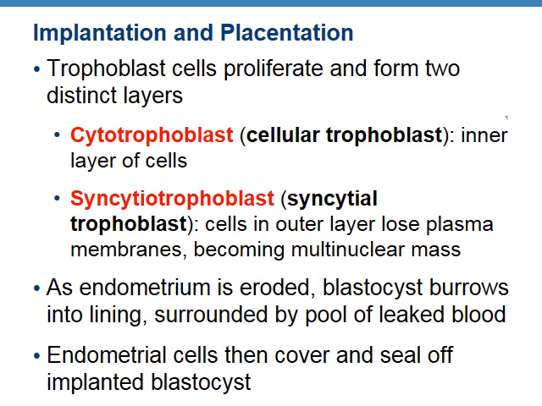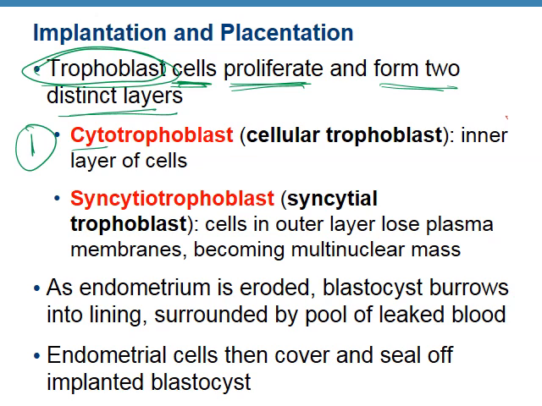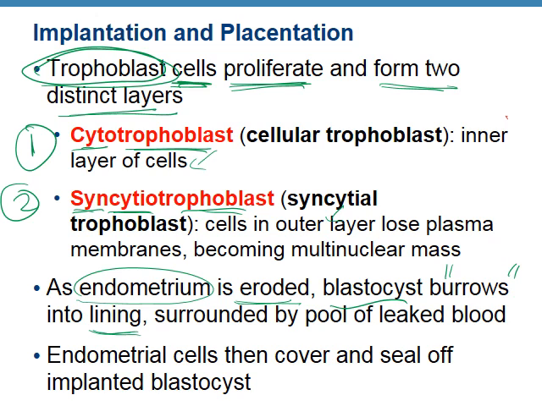Can't ever be easy, right? So what's going to happen to these trophoblast cells? They're going to proliferate, they're going to copy, and they're going to form 2 distinct layers. You're going to have cytotrophoblasts, and you're going to have syncytiotrophoblasts. So you're going to have an inner layer of trophoblasts, right? And you're going to have an outer layer. As the endometrium is eroded, as the blastocyst is burrowing into the lining, you're going to have pools of blood. The endometrial cells will then cover and seal off the implanted blastocyst.